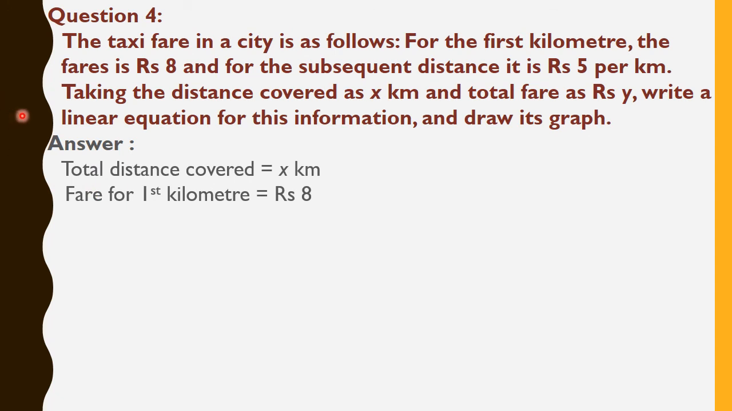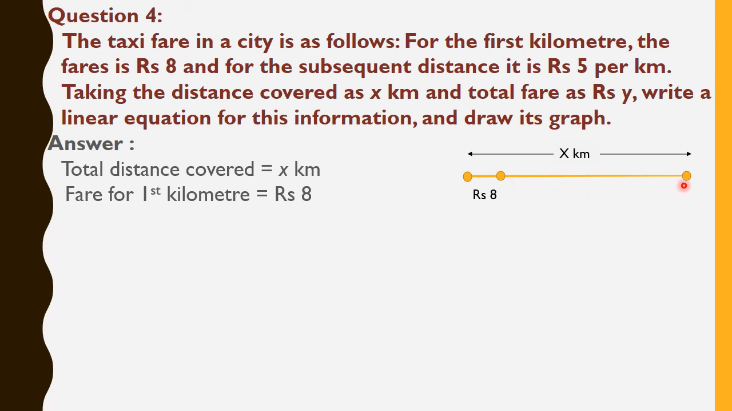So the total distance covered is x kilometer, and the fare for the first kilometer is given as rupees 8. So let this be the distance covered. Let this be the first point and this be the destination point. The total distance is x kilometer. Let the first kilometer be rupees 8.